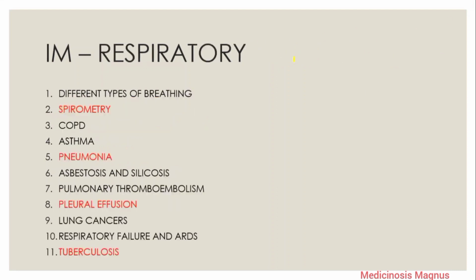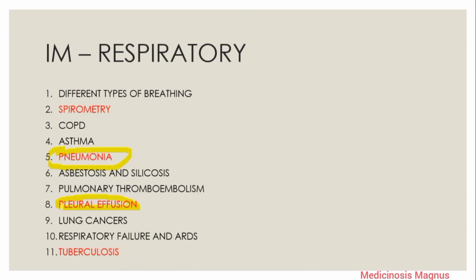Then for the respiratory system, learn the different types of breathing. Then about the spirometry. Then read the treatment part of COPD, asthma and pneumonia, all the criteria for pneumonia. And asbestosis, silicosis, thromboembolism, the main CT findings. And you have to read about the pleural effusion. You should know the types of exudative and the types of transudative pleural effusions.